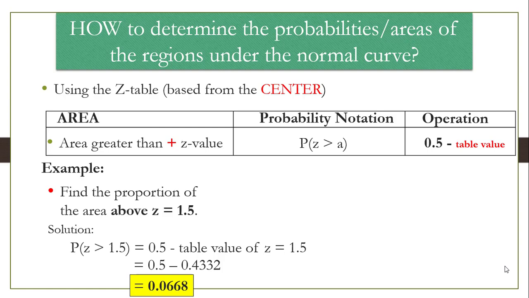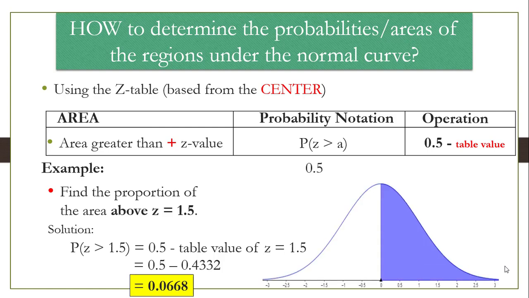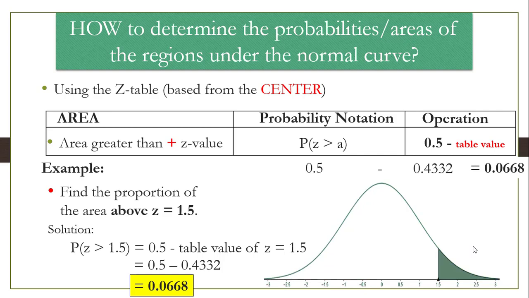Now, we actually have a very small area here. So, to illustrate that one, it would look like this. Suppose we have the 0.5 and the area from the center, 0, to 1.5. So, this would be like this. It is 0.4332. Then, we will only get this area, which is 0.0668. We're talking about the remaining, that very small area to the right.